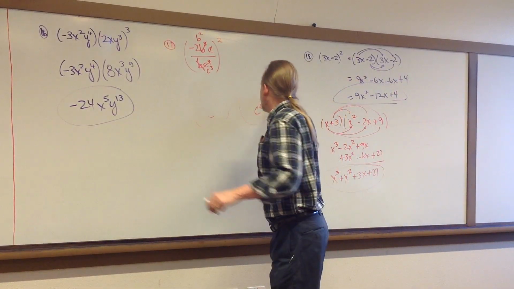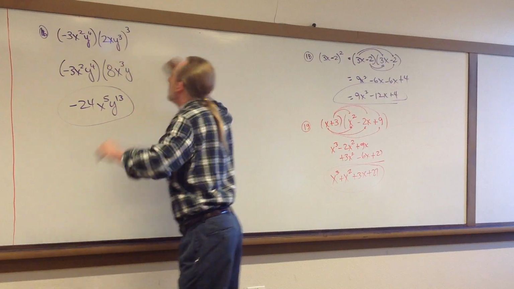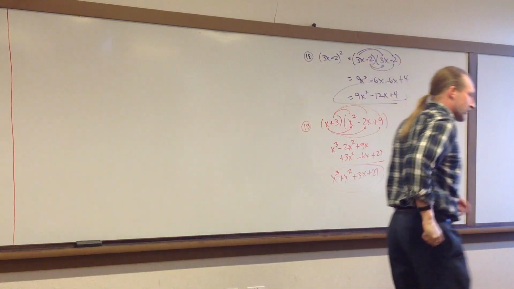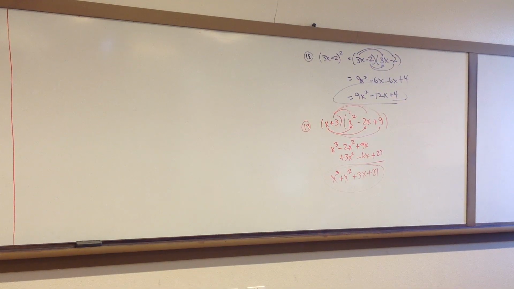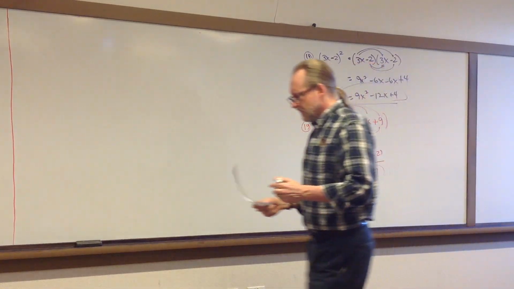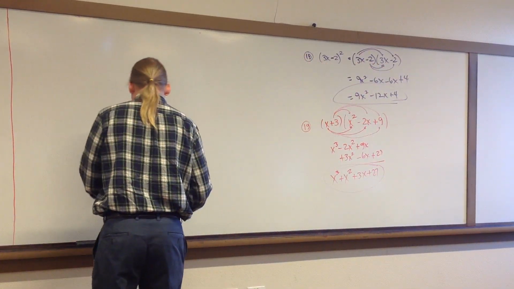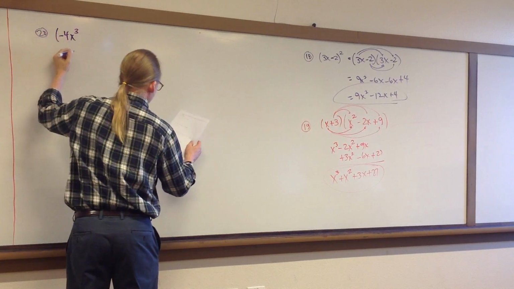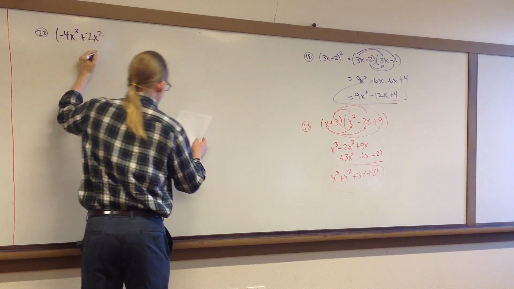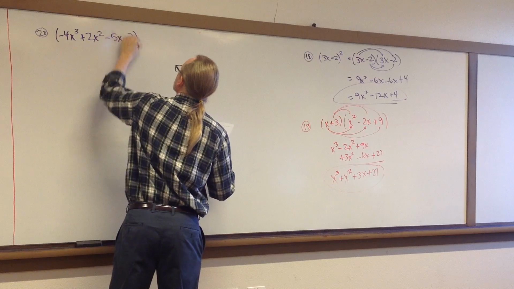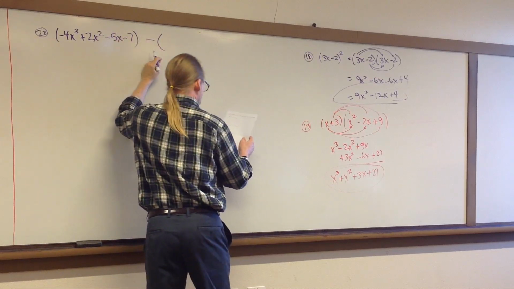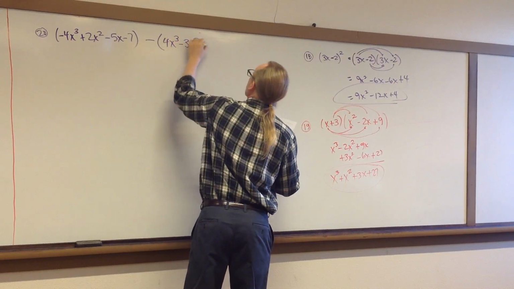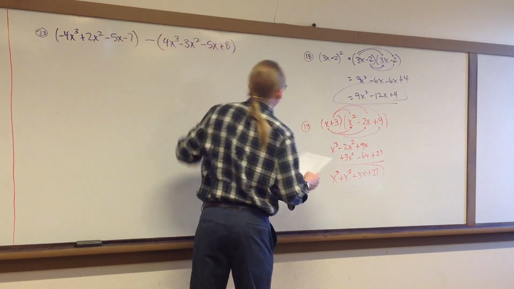Okay, so those are the multiplying ones. I think problem 20 is just the one where we have to add or subtract. Let's see here. Yeah, problem 20 is the subtraction of these two polynomials. So this one, negative 4x to the third plus 2x squared minus 5x minus 7. And then we want to subtract 4x to the third minus 3x squared minus 5x plus 8.